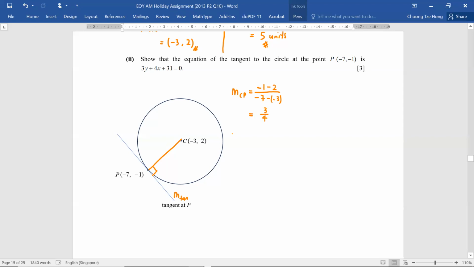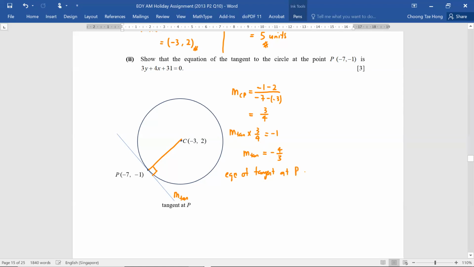Okay, so having found the gradient of CP, we can find the gradient of the tangent, because gradient of tangent times 3/4 will be -1, right? So the gradient of the tangent will be -4/3. Okay, so once we find this, we can find the equation of the tangent.